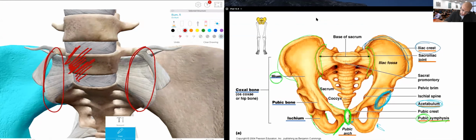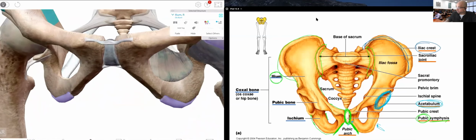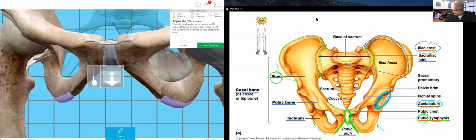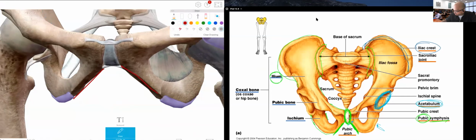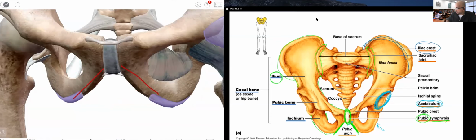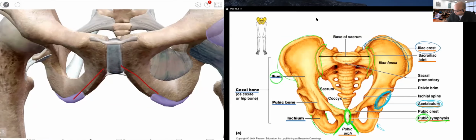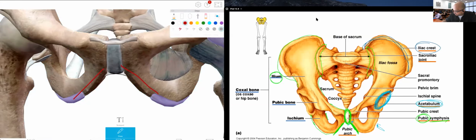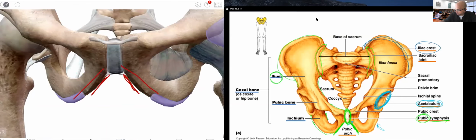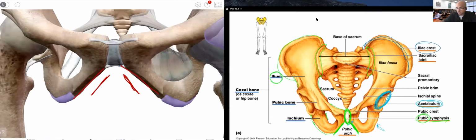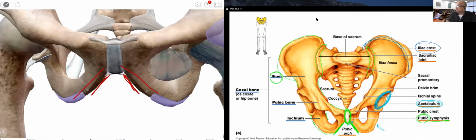Again, a major difference between the male pelvis and the female pelvis is going to be how wide is the pubic arch. If I'm looking here, this is a female pelvis. So I have a wide pubic arch. It has an obtuse angle. If I'm looking here at the male pelvis, you see it's much narrower than the female pelvis. Female has a wide pubic arch, male has a narrow pubic arch.